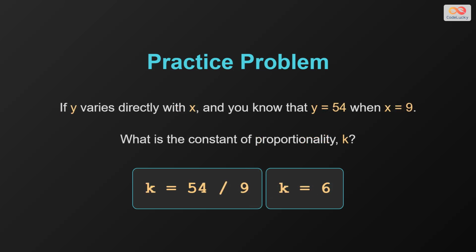Here is another one. If y varies directly with x, and you know that y is 54 when x is 9, what is the constant of proportionality? We use the formula k equals y divided by x. So, k equals 54 divided by 9, which means k is 6.